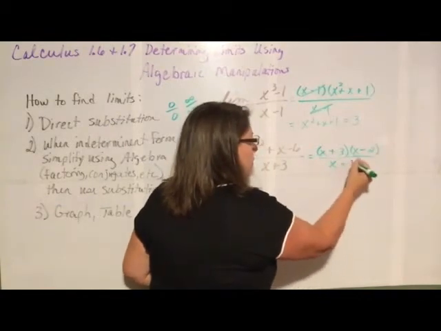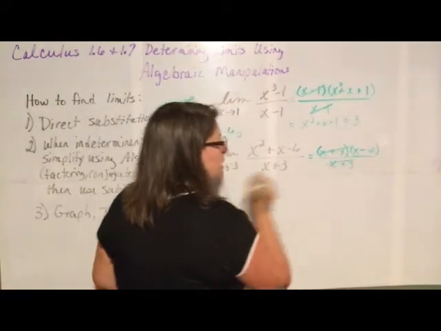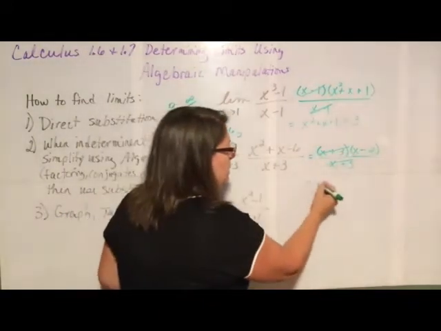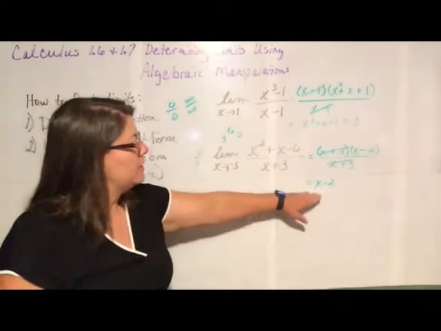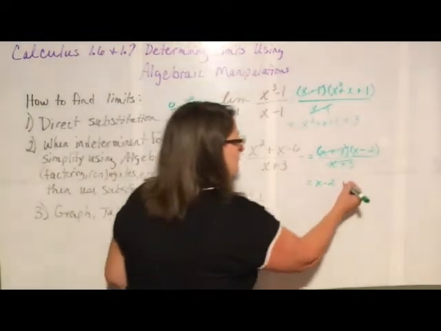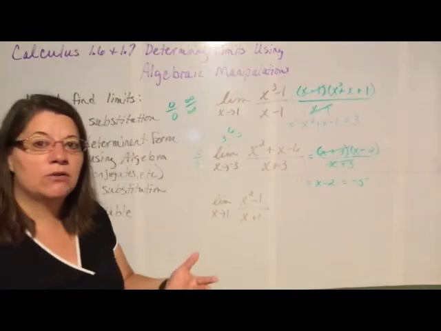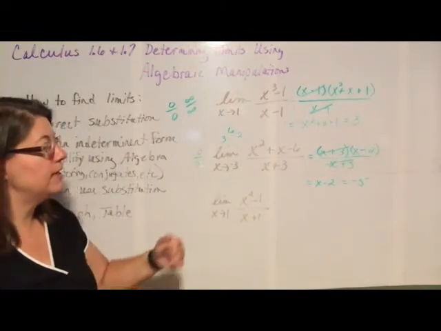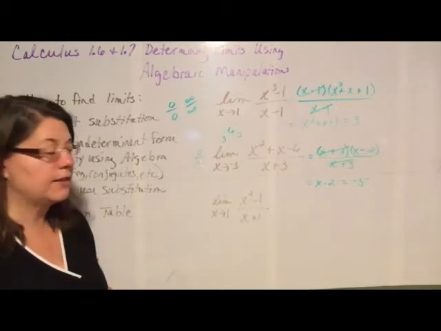I bring over the denominator, and I can cancel out the x plus 3, leaving me with x minus 2. And once I've simplified, I can then do direct substitution. So negative 3 minus 2 is negative 5, and that is my limit. So you see how doing a little bit of algebra is going to make this a lot easier and enable you to find your answers pretty quickly.